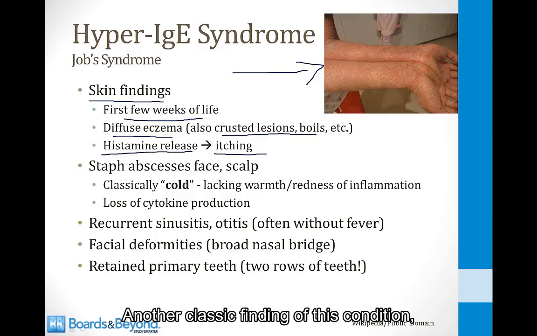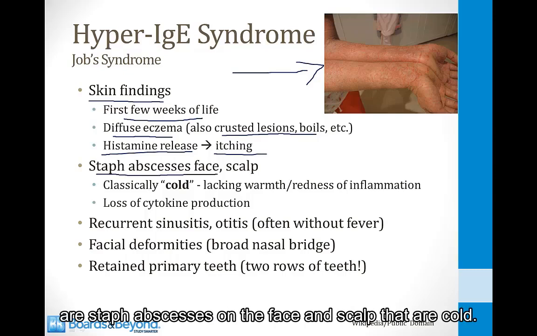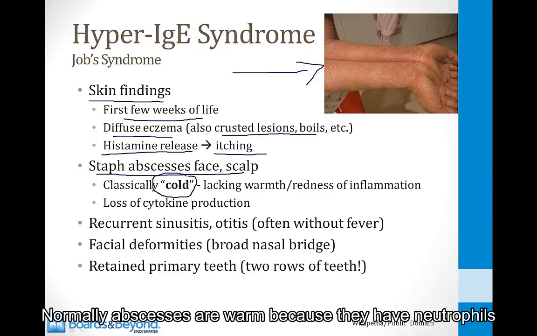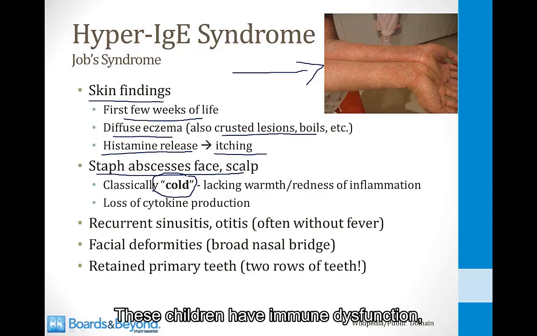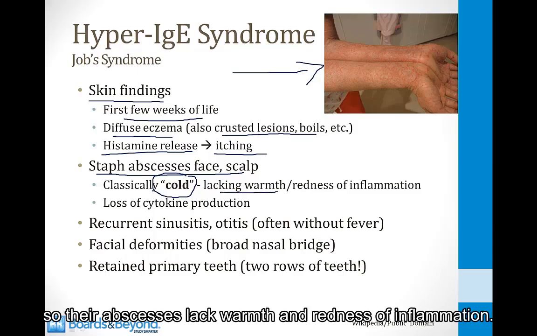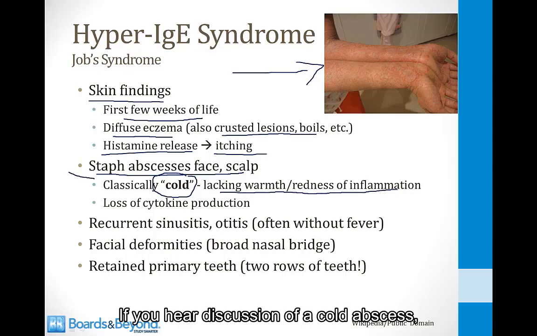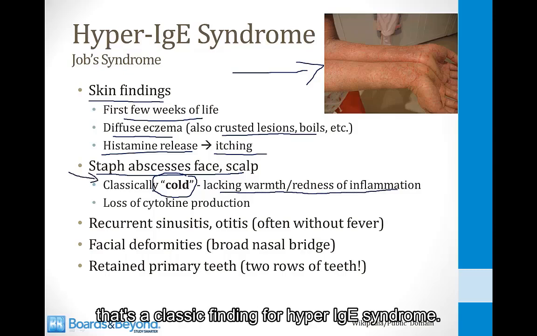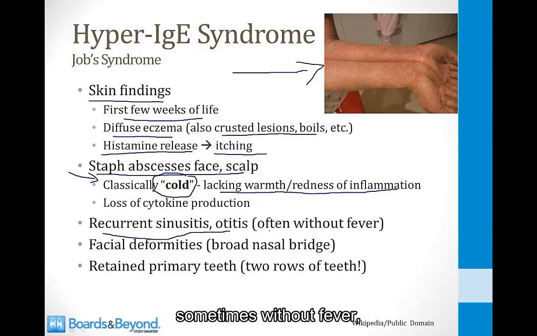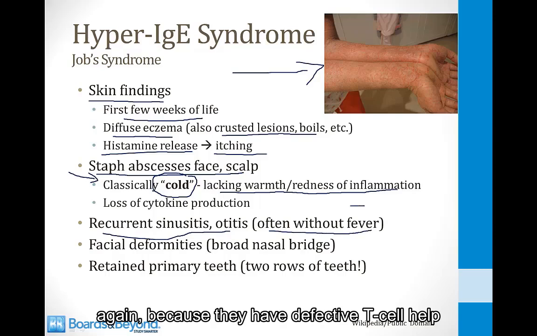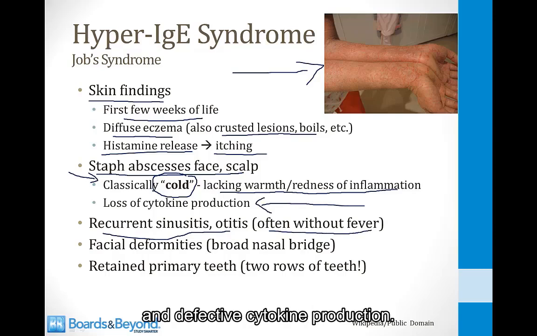Another classic finding of this condition are staph abscesses on the face and scalp that are cold. Normally abscesses are warm because they have neutrophils and other inflammatory markers inside the abscess. That is not the case here. These children have immune dysfunction, so their abscesses lack warmth and redness of inflammation. If you hear discussion of a cold abscess, that's a classic finding for hyper IgE syndrome. Other problems include recurrent sinusitis and otitis, sometimes without fever, again, because they have defective T-cell help and defective cytokine production.